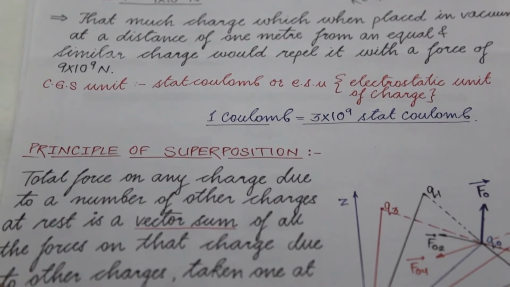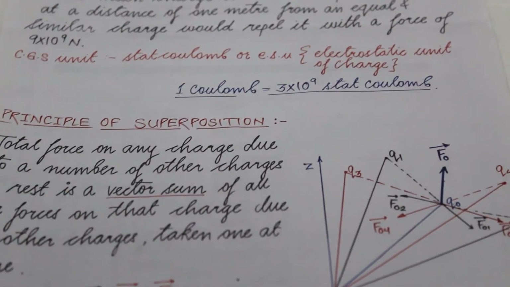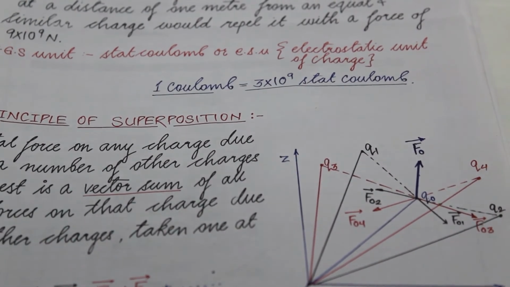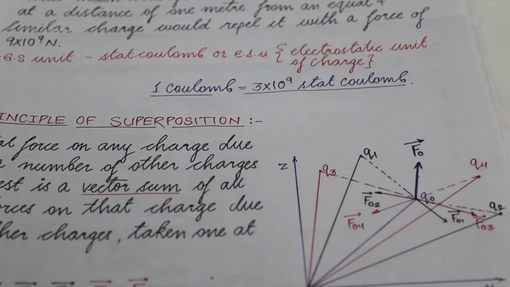The next topic, which is an important one, is the principle of superposition. What is the principle of superposition? Let us assume there is a charge Q0 which is surrounded by 4 charges, or there can be more than 4 charges. Since many charges surround it, they all must be exerting a force on charge Q0. So what would be the net force acting on the charge Q0? For this we use the principle of superposition.